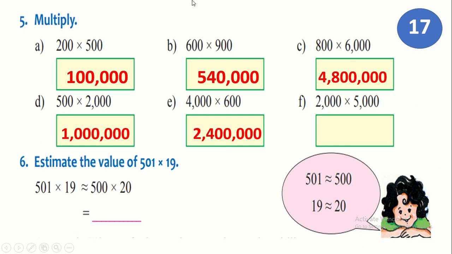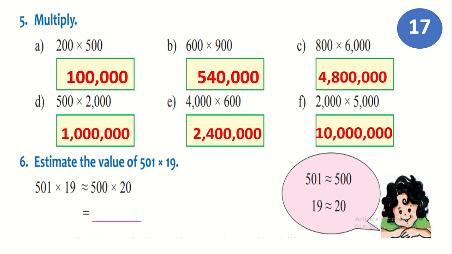Letter F. Letter F is 2,000 times 500. How many zeros? 1, 2, 3, 4, 5, 6. You add to the right 6. 1, 2, 3, 4, 5, 6. And then 2 times 5 is 10. 10 million. Correct, students?